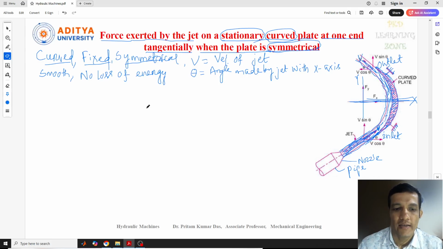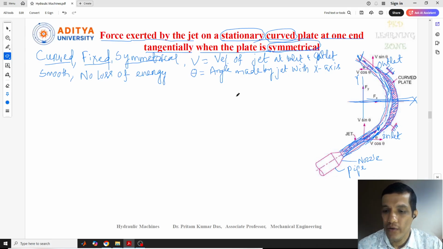Okay, so the water jet, after striking the stationary curved plate, we can see at the outlet it will come out with the same velocity, also V here. So the velocity of the jet at inlet and at outlet, both are the same. Now what we need to find out here is the force exerted by the jet in the x direction.